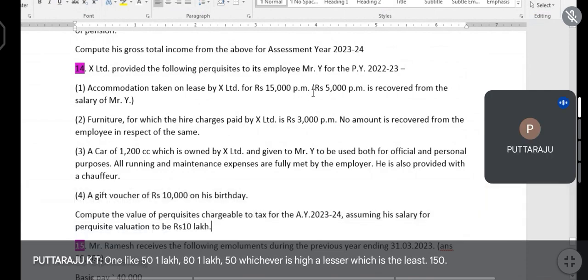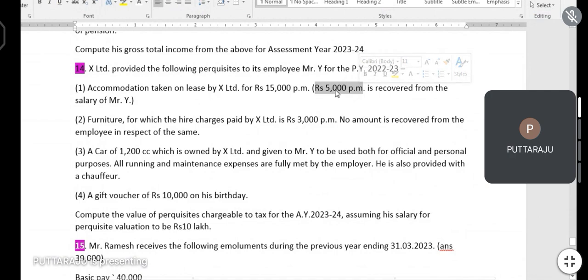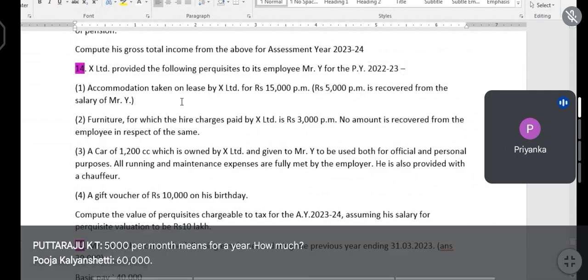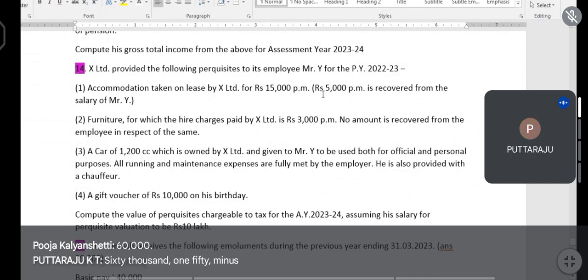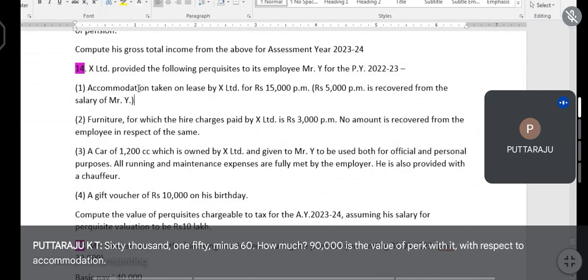Minus, you have recovered 5,000 per month. That means for the year, 5,000 per month is 60,000. 1,50,000 minus 60,000 is 90,000. 90,000 is the value of perquisite with respect to accommodation. Understood?